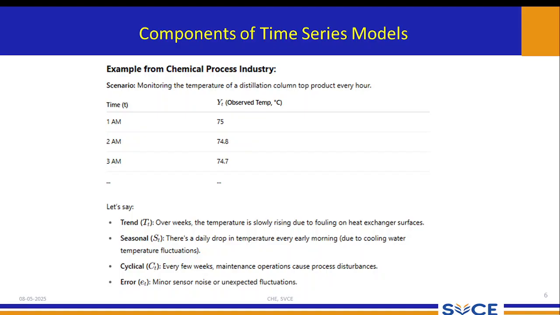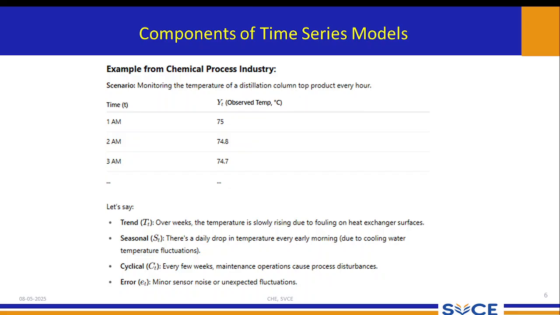So those are the components of time series analysis. Here they have taken a temperature in a distillation column, not in a reactor. They have given a scenario of monitoring the temperature of a distillation column top product every hour. Let's say you have time periods 1 a.m. early morning, 2 a.m., 3 a.m. The observed temperature at those time periods is 75, 74.8 and 74.7. So it's a declining trend.